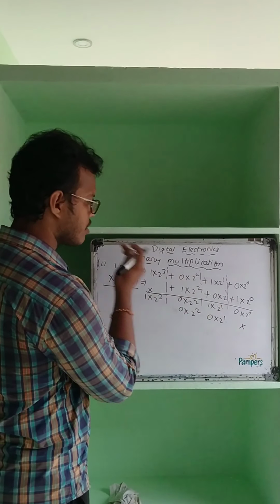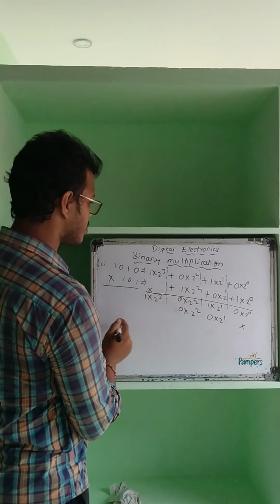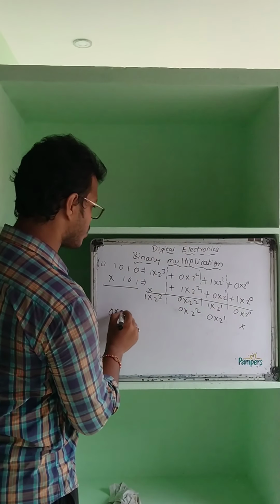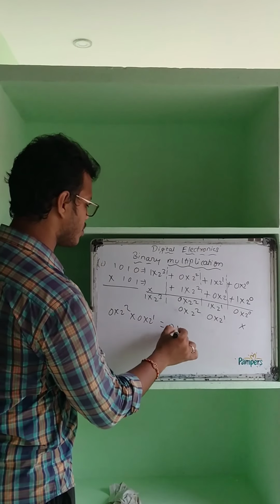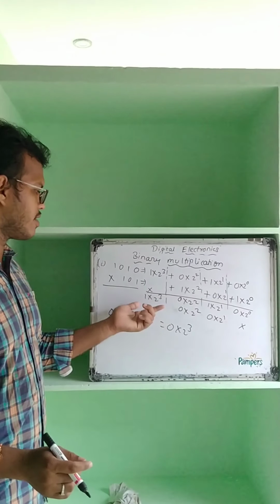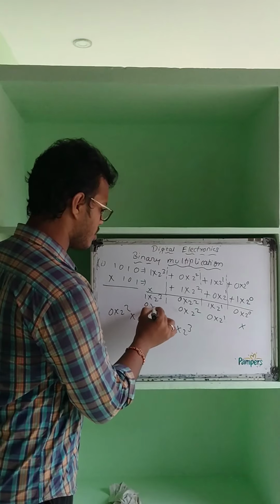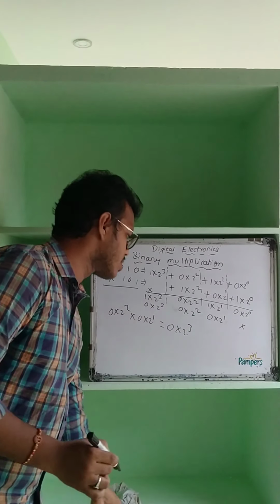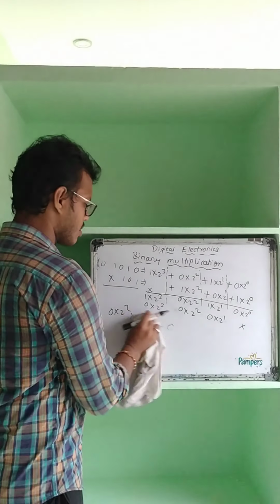So then we have to multiply 0 into this thing. So 0 into 2 square into 0 into 2 power of 1, which is going to be 0 into 2 cube. So this 0 into 2 cube we should write in this column. So 0 into 2 cube. 0 into 2 cube. Okay.